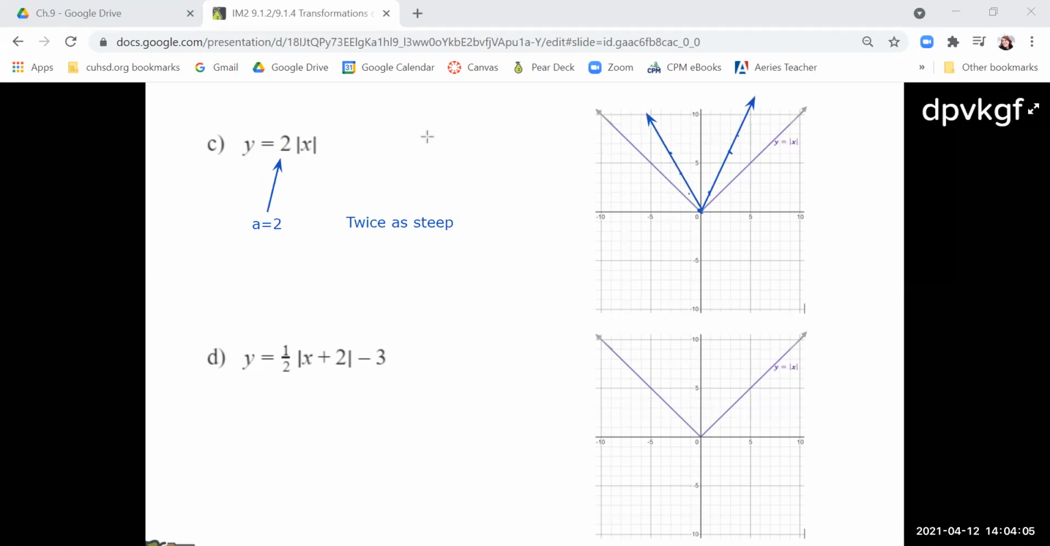And you can see now how we still have a V, but this time it's twice as steep. The slope on the right-hand side is 2 over 1 versus the parent function, which had a slope of 1 over 1, because that leading coefficient is 2.